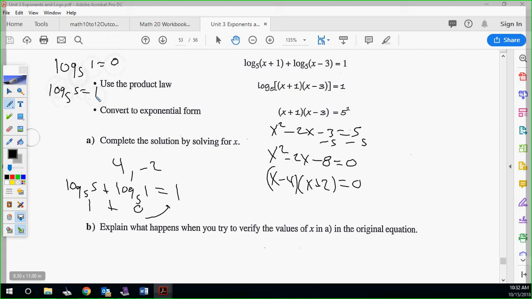5 to the 1 is 5. Okay? Those are kind of the automatics. So that one's good. Let's look at negative 2.